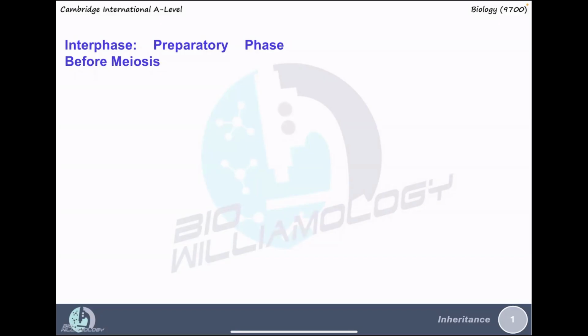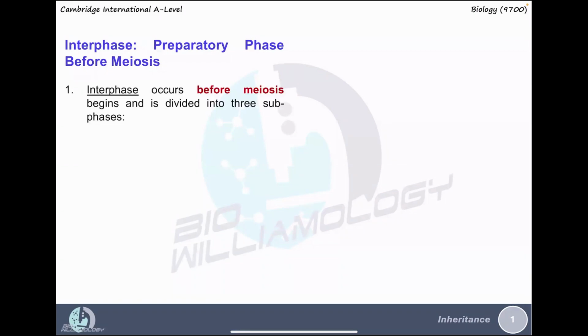In the previous lesson, we have seen the overview of the meiosis process. So, in this lesson, we will continue to explore the processes or the phases during meiosis 1. Let us start with the interphase, which is the preparatory phase before the meiosis process.